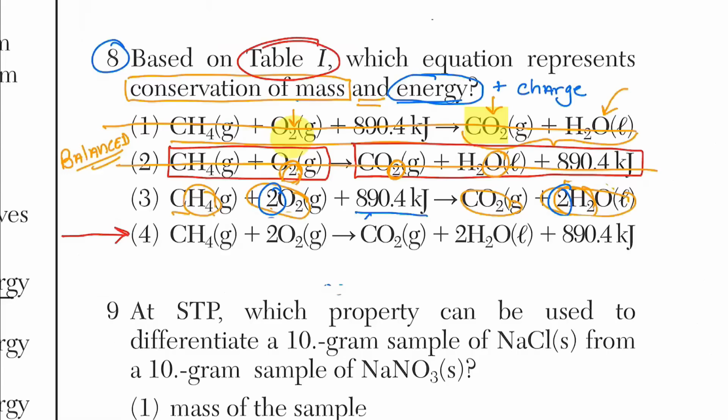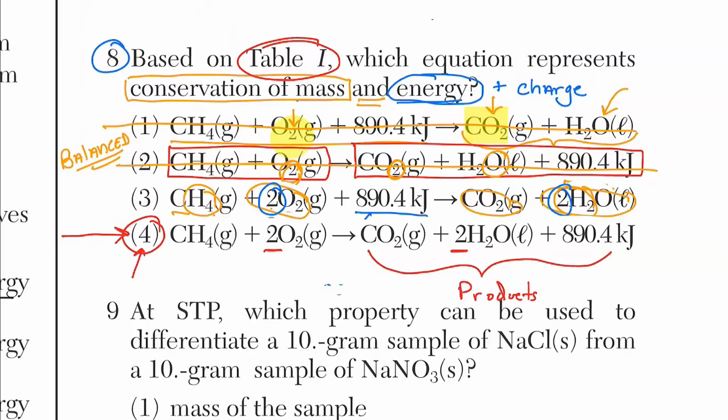Let's go back to our test. So choice 4 is your answer. And again, you have the coefficients in front of the O2 and the H2 to have the balanced reaction, conservation of mass. Energy written in the products area, which screams to you exothermic, as it was given in table I. So number 8 is 4.